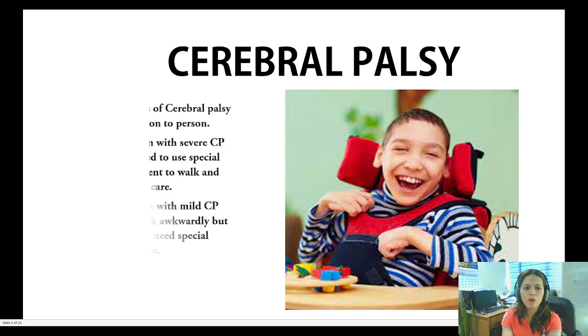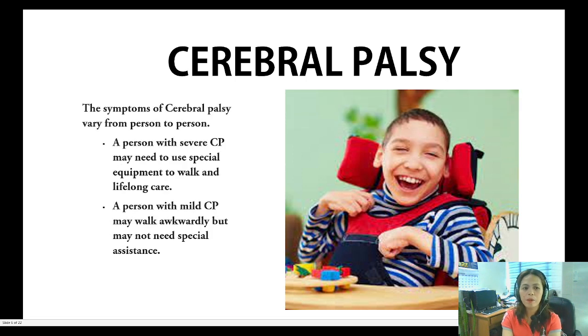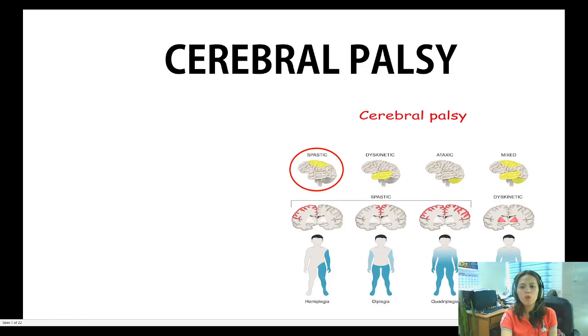So, what are the symptoms of cerebral palsy? The symptoms vary from person to person. A person with severe cerebral palsy may need to use special equipment to walk and lifelong care, while a person with mild cerebral palsy may walk awkwardly but may not need special assistance. So, what are the different types of cerebral palsy?